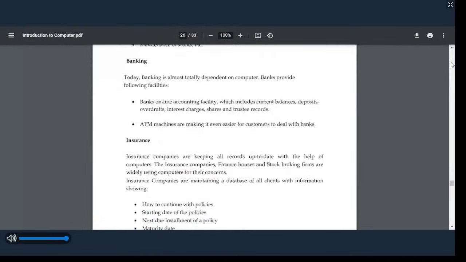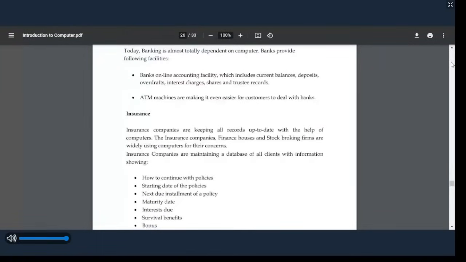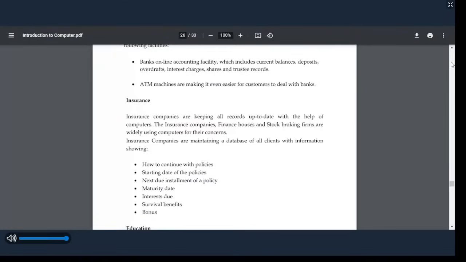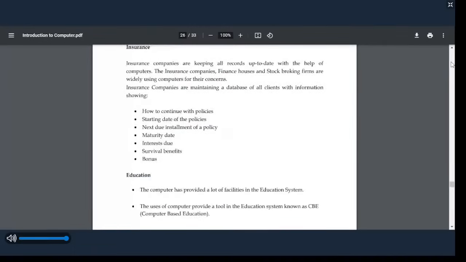Insurance companies maintain a database of all clients with information on how to continue with the policies, the starting date of the policies, the next due installment of a policy, maturity date, interest due, survival benefits, and bonus. Then, computers can also be applied in education.